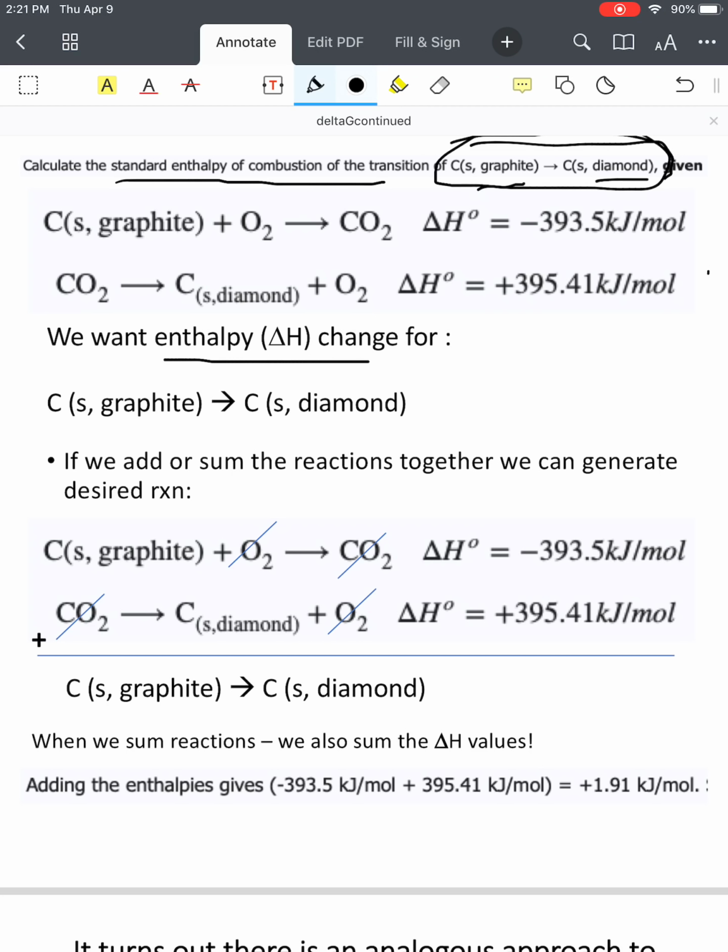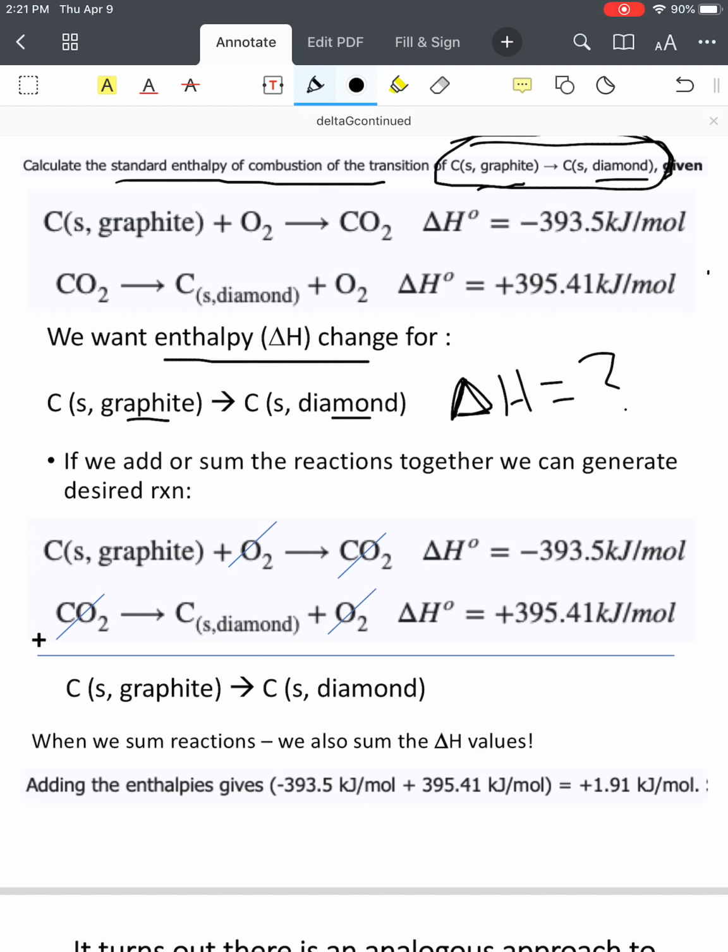So the first thing that you all did back in chapter 6 is you identified a balanced chemical reaction that's desired. And in this case, we want to convert the graphitic carbon into diamond. That's our desired reaction. But we don't know what the enthalpy change is for that reaction. And of course, that's really what we want to figure out here. What is my delta H for that reaction? What was my enthalpy change?